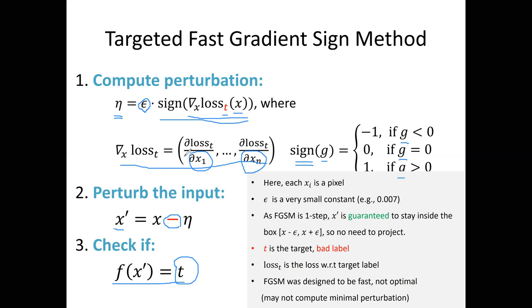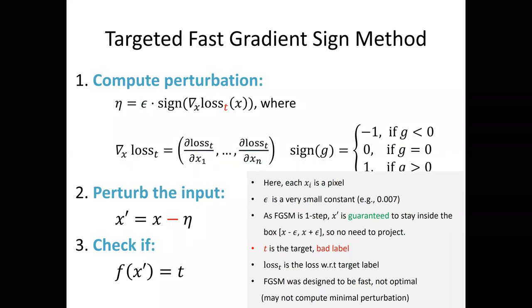So FGSM, as I say here, is designed to be fast. It's not really designed to be optimal, to find the smallest perturbation or anything like this. And this actually can create problems, as we'll see down the line. So this is the targeted FGSM method. This is the core component in various adversarial tasks. So this is standard FGSM, and you can also do iterated FGSM. All right, so let's move on to the next.